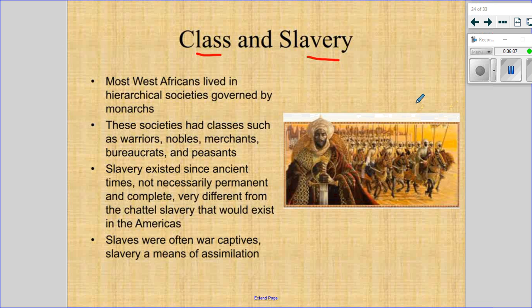Class and slavery existed throughout the world, and West Africa is no exception. By the way, this is Sunni Ali, the first king of Songhai. So most West Africans lived in hierarchical societies governed by monarchs. Sounds familiar? It should. Just like everywhere else, they had monarchs who claimed the divine right to rule. So these societies had classes. They had warrior classes, noble classes, merchant classes. There were bureaucrats. There were serfs and peasants. Slavery existed. It wasn't permanent and complete.